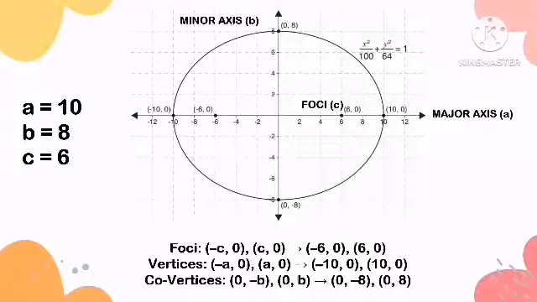So it will be like this. Negative 6 to 0 and 6 to 0. For our vertices or major axis, negative 10 to 0 and 10 to 0. And last, for our minor axis or co-vertices, it would be 0 to negative 8 and 0 to positive 8.